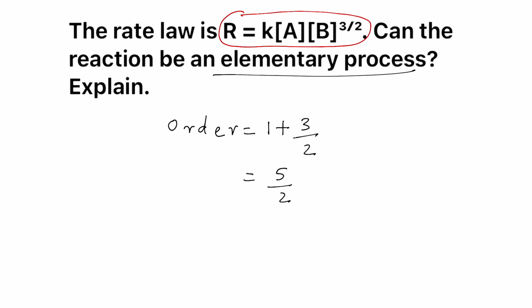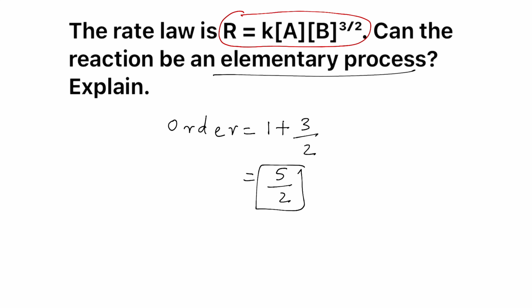What is the order here? 5 by 2. But we know molecularity will be a whole number. It can't be a fraction, right? Here you can see a fraction. So in this case, molecularity and order will not be the same. If they are not the same, then it does not represent an elementary reaction.